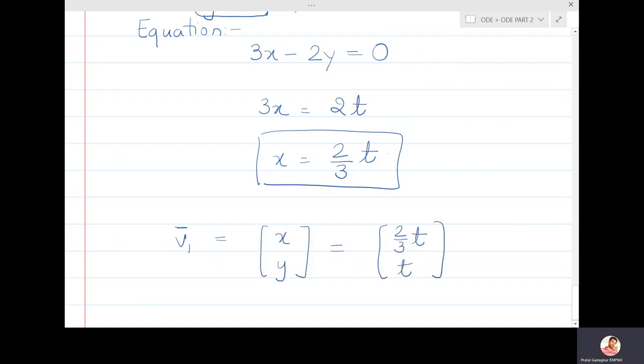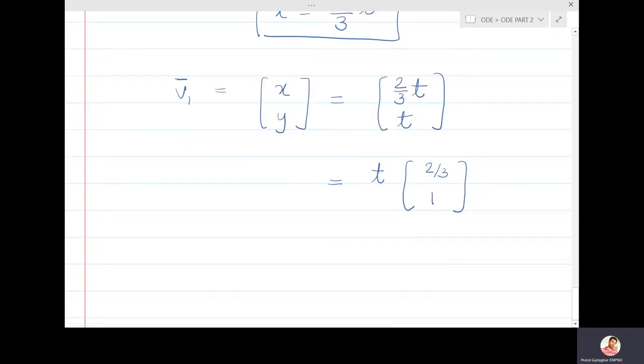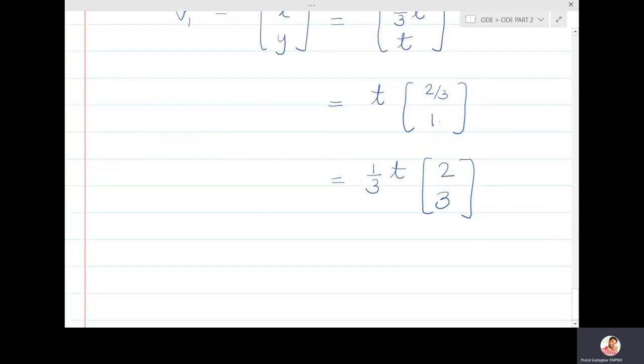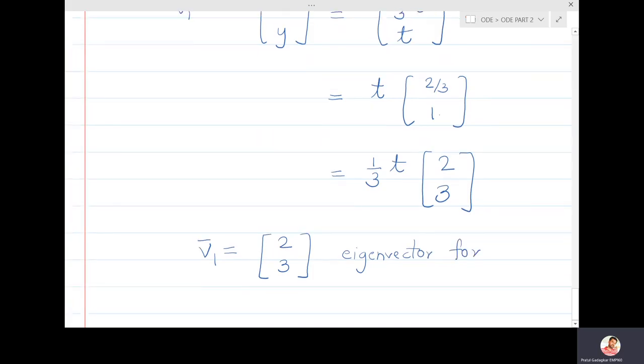And t, let me take out the fractional part outside. If I take t common, I will get 2 by 3 and 1, but I don't want that fractional 2 by 3. So I will pull out 1 by 3 outside, and t is also out. So I will get a 2 here, and here I will get a 3, because 3 and 1 by 3 cancel to give 1. So eventually the first vector v1 bar we will choose to be 2, 3. This vector v bar is called an eigenvector. For which lambda is this eigenvector? For the first eigenvalue, lambda 1 equal to 4.